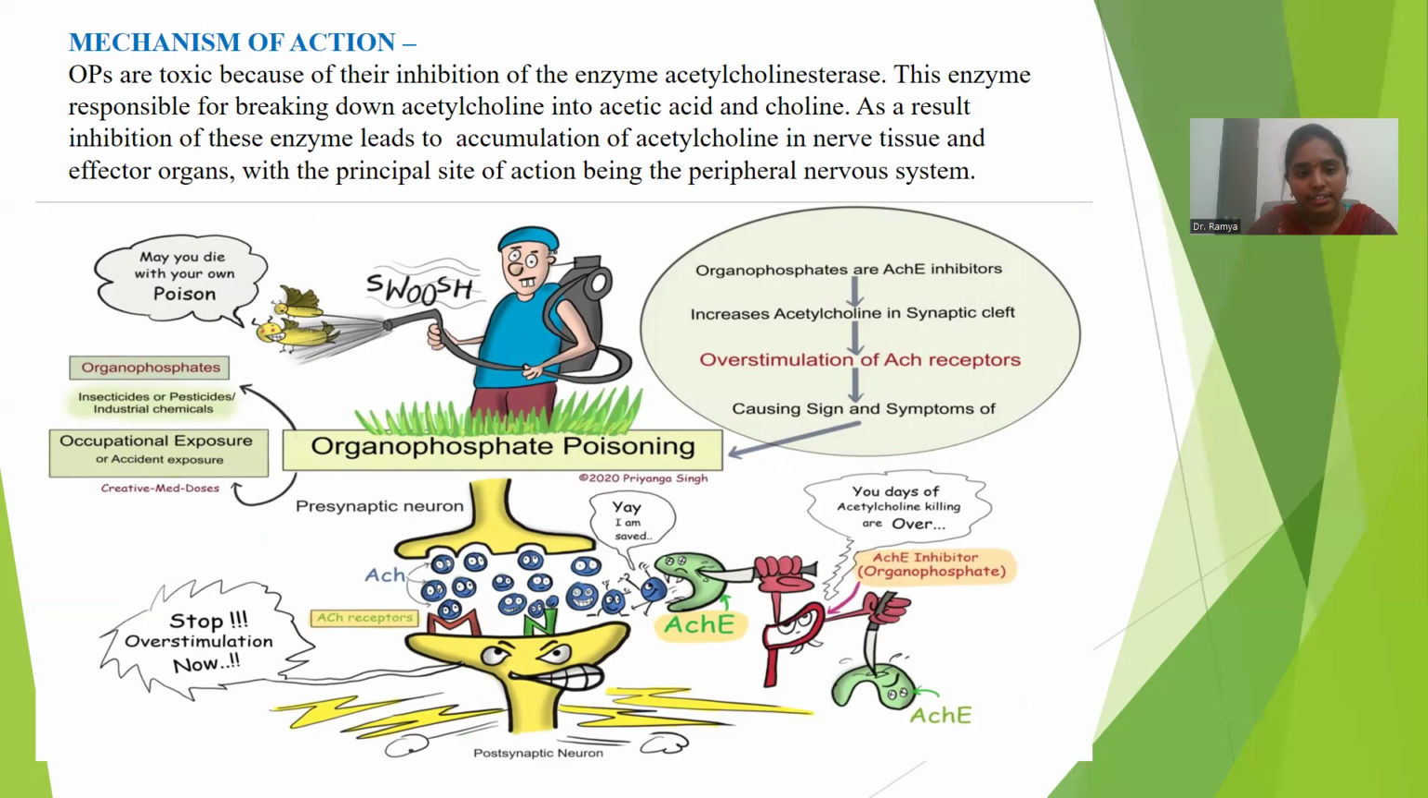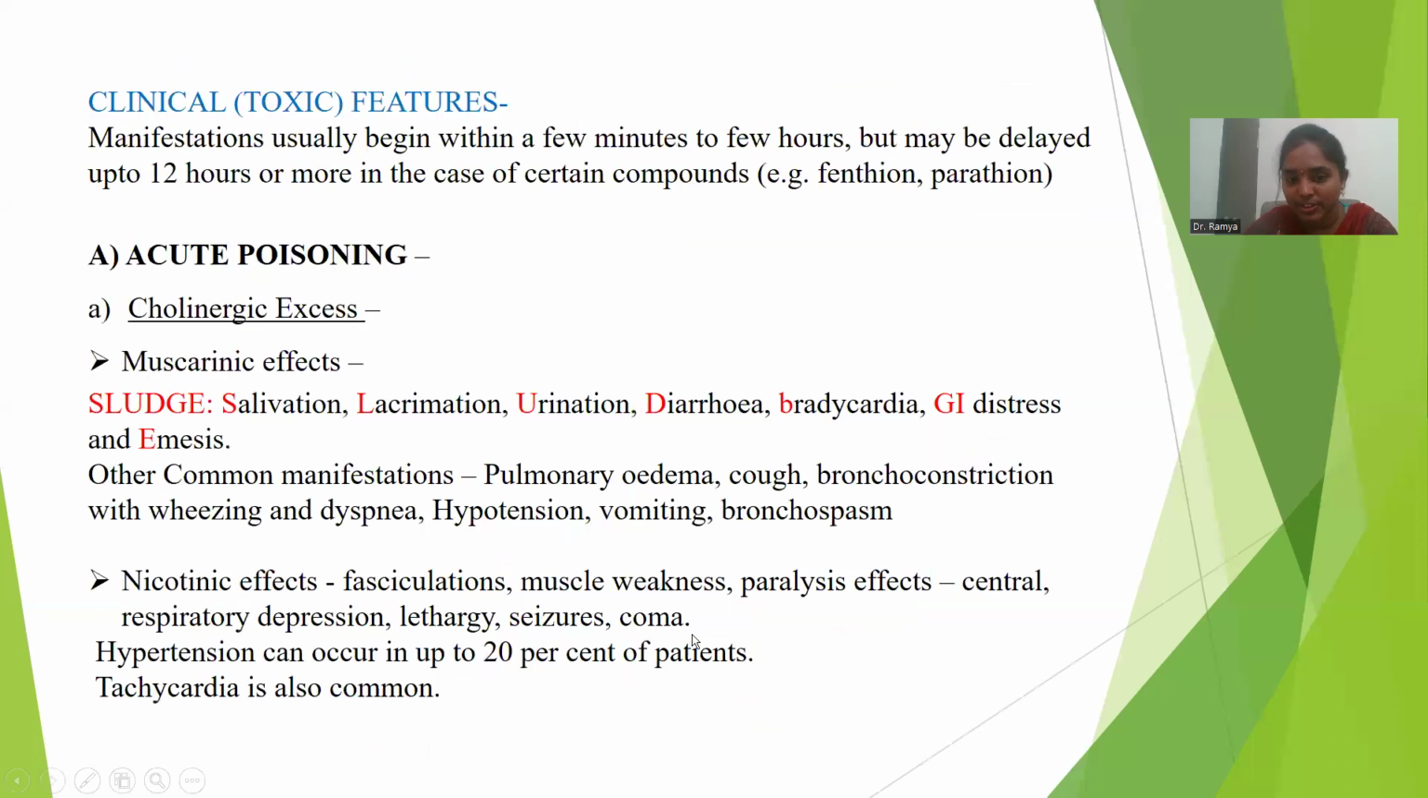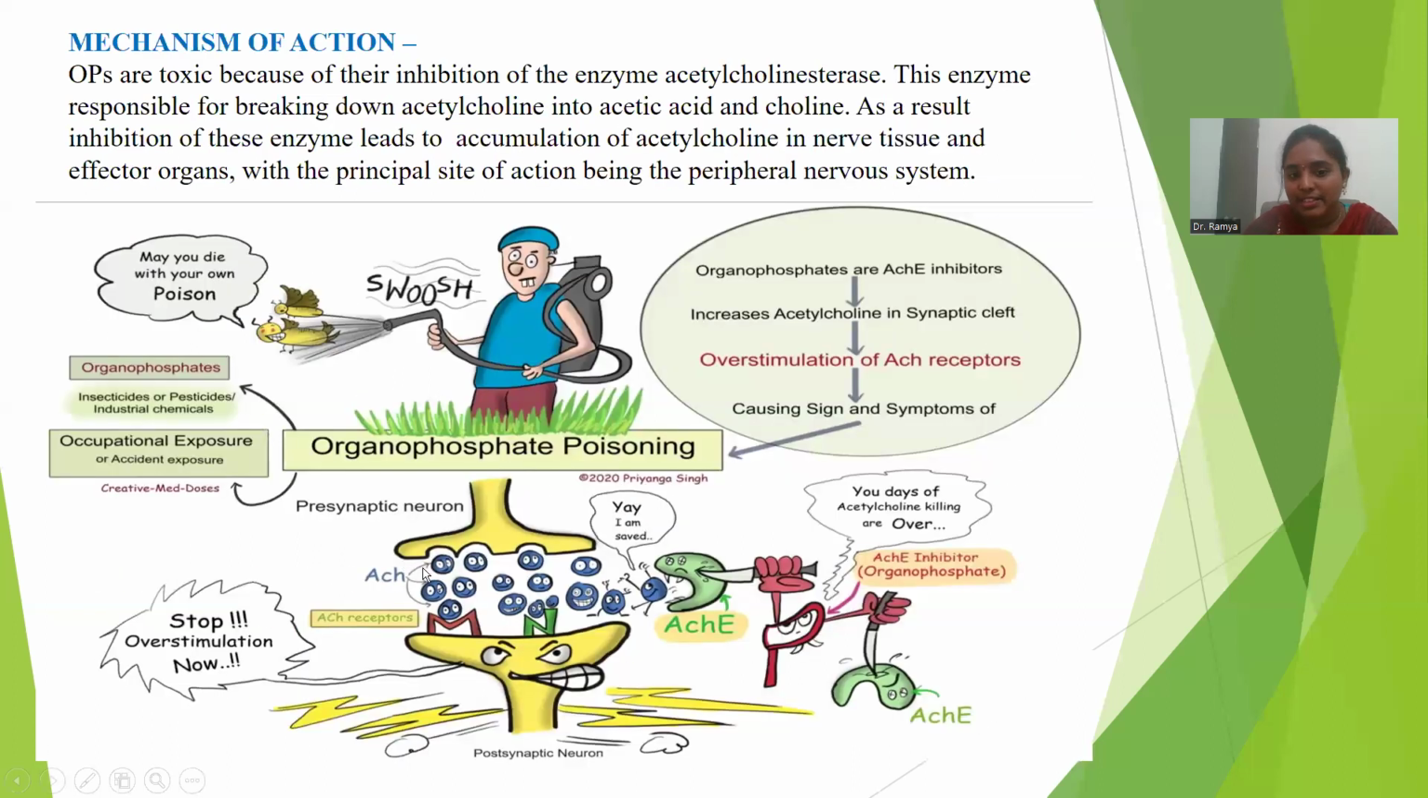See here in this diagram, the presynaptic neuron and postsynaptic neuron. The presynaptic neuron releases acetylcholine. See here, acetylcholine, and this is acetylcholinesterase. This acetylcholine released from the presynaptic neuron is broken down into acetate and choline. Whereas by inhibiting acetylcholinesterase, there will be more accumulation of acetylcholine. It shows muscarinic and nicotinic effects.